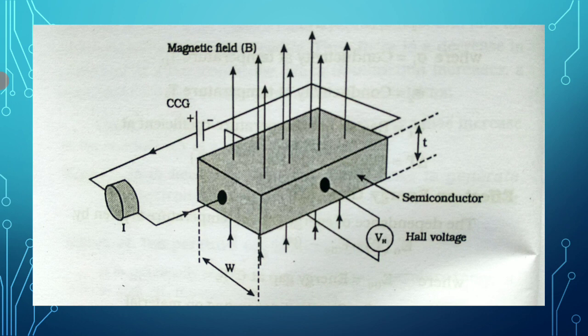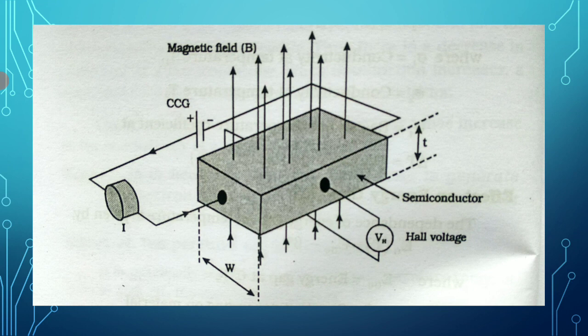The magnetic field applied is along the z direction as shown in the figure. The current direction and the magnetic field are perpendicular to each other. The voltage developed in this specimen is perpendicular to both the electric and magnetic field, and that is represented by the Hall voltage Vh.